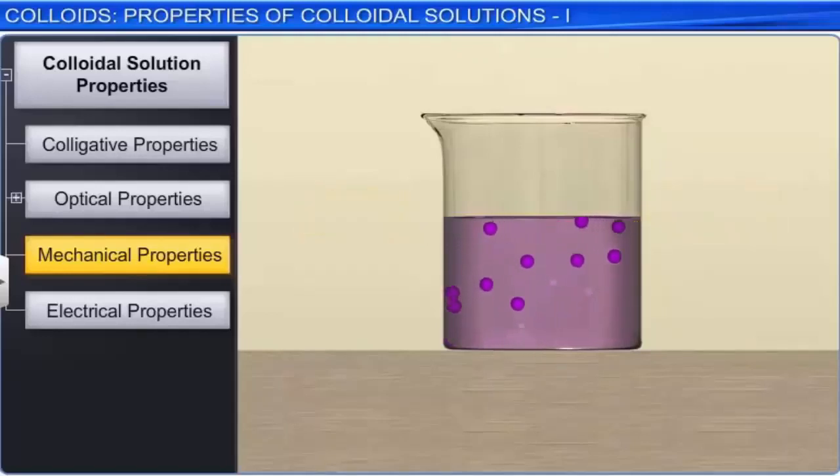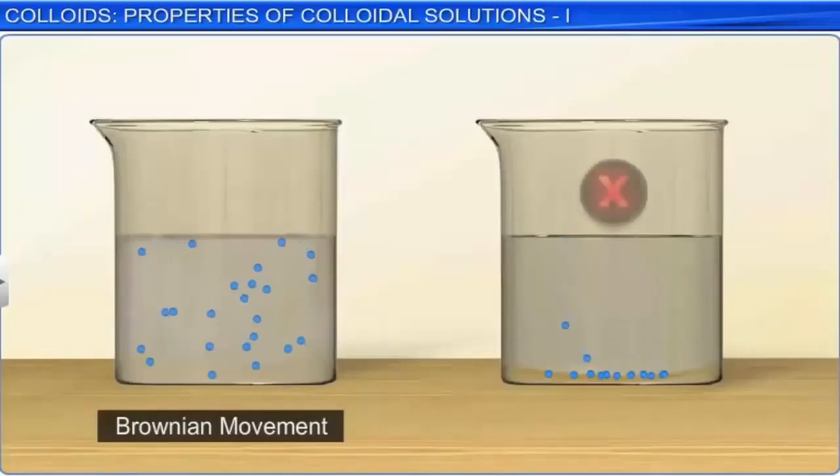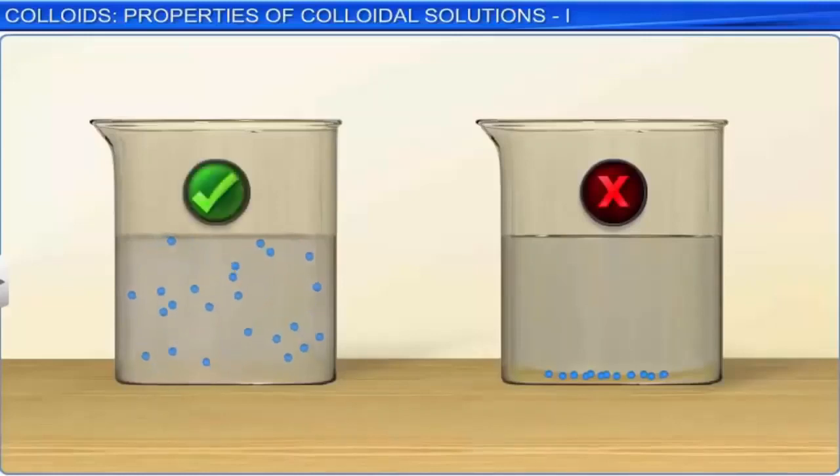This movement opposes the forces of gravity and has a stirring effect, meaning that the colloidal particles resist settling rapidly to the bottom of the vessel. Hence, we say that Brownian movement is responsible for the stability of a colloidal solution.